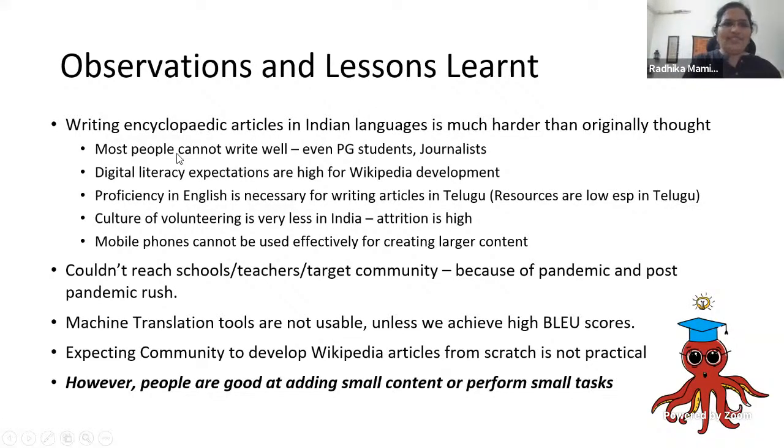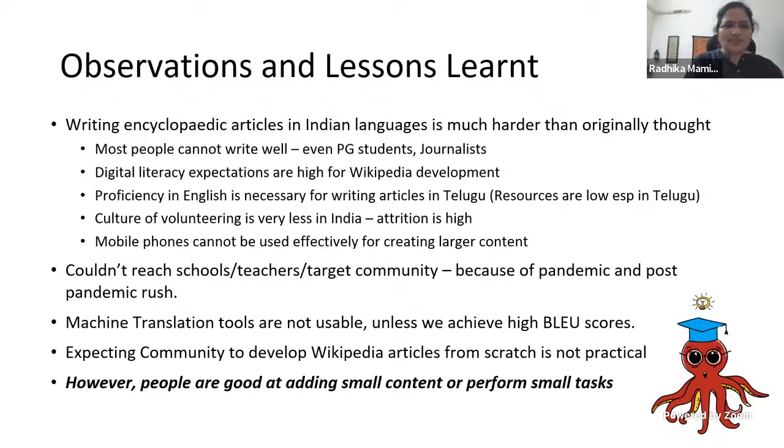So on reflection, we see that most people in India, especially educated people we are talking about, cannot read or write well in their mother tongue. They have education in the English language, and they may not be very good in the native language. Similarly, there are people who are experts in the native language, but they may be low with respect to digital literacy. So to create articles in, say, Telugu or Hindi, you need very good knowledge of both languages, which is lacking. And then we also see that unlike in other Wikipedian communities, the culture of volunteering is very less in India. Also, today mobile phones are accessible to everybody, but creating large articles, larger content using mobile phones, has many challenges.